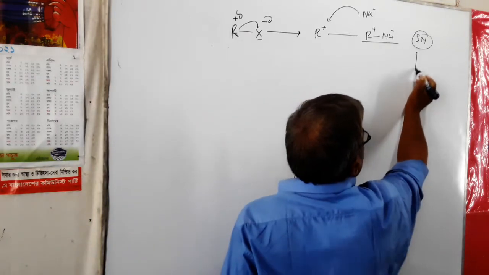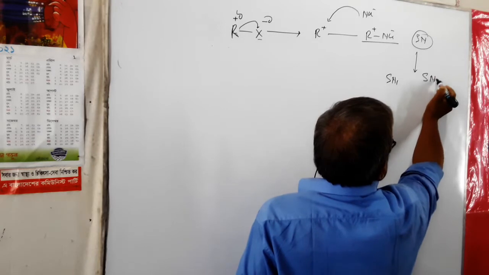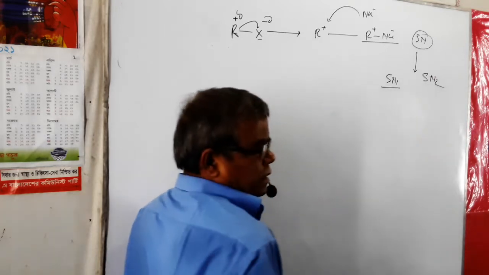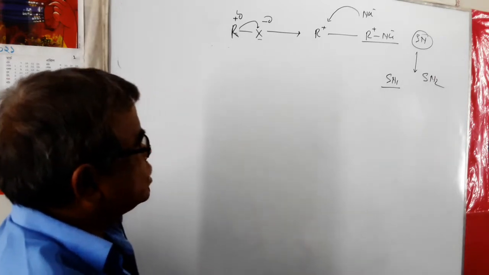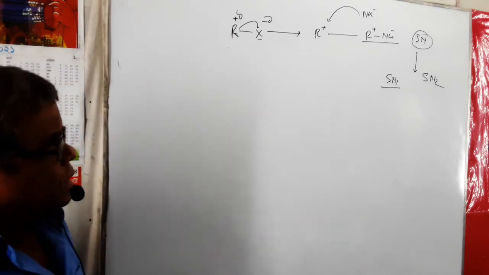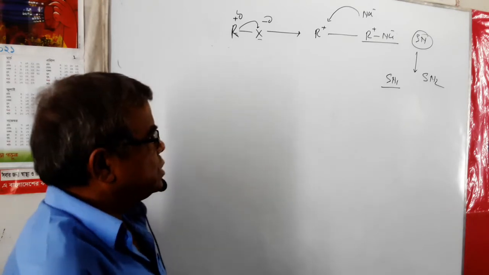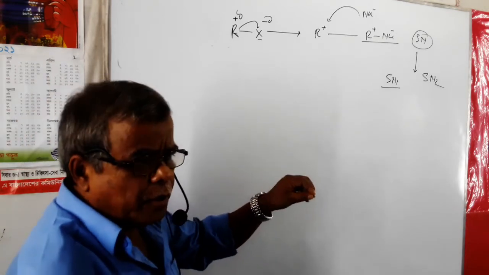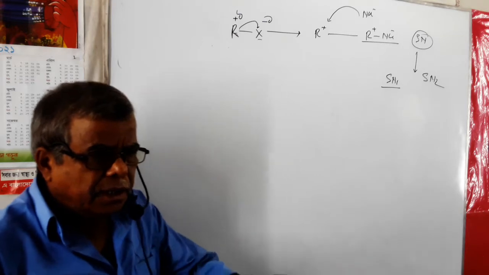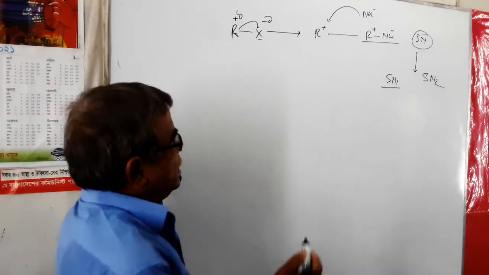SN reactions are of two types. One is SN1 and the other is SN2. SN1 means unimolecular nucleophilic substitution, and SN2 is bimolecular nucleophilic substitution. That is, the substitution reaction happens in bimolecular fashion by a nucleophilic reagent. That is called an SN2 reaction.